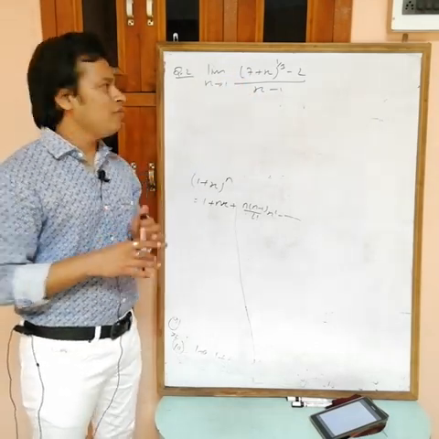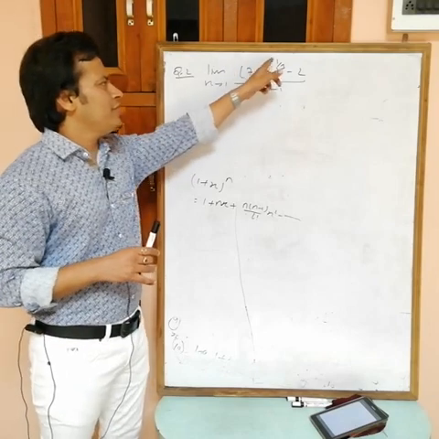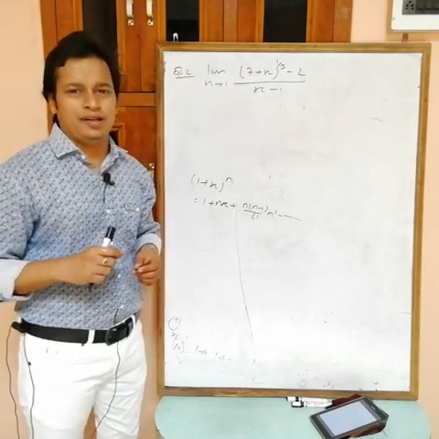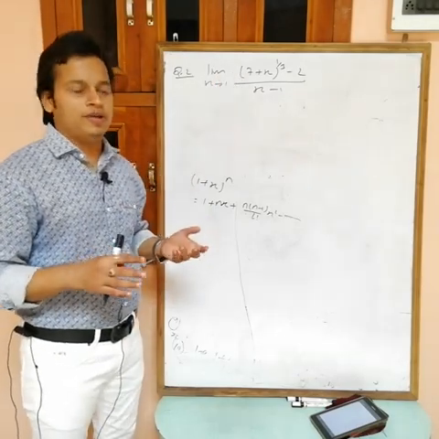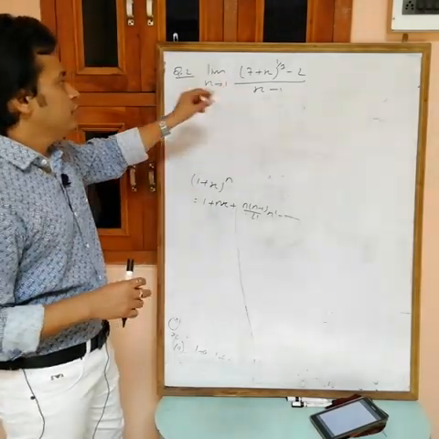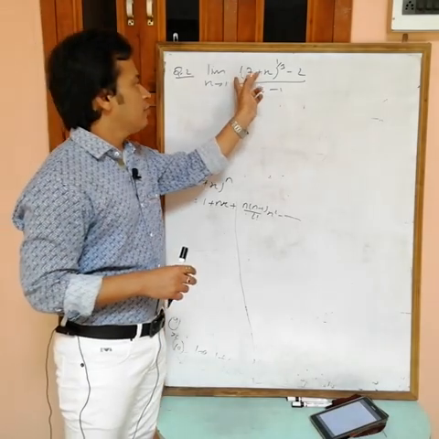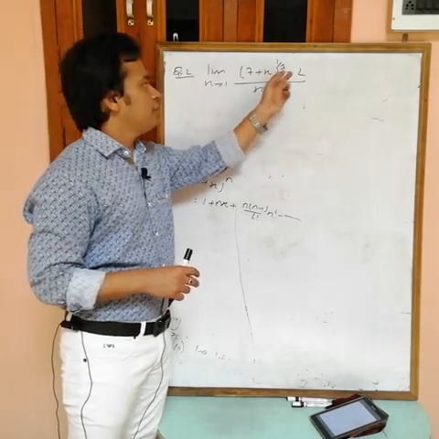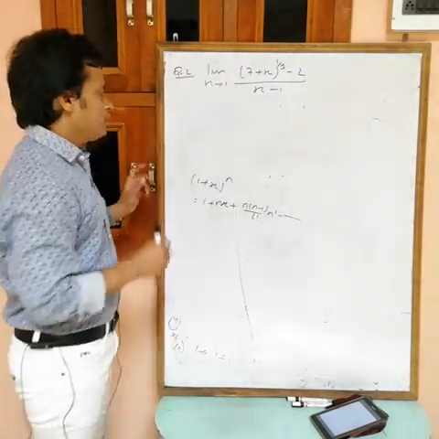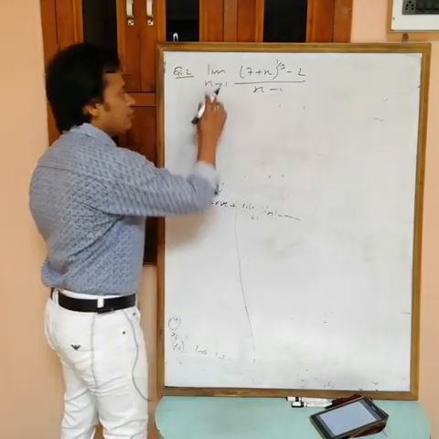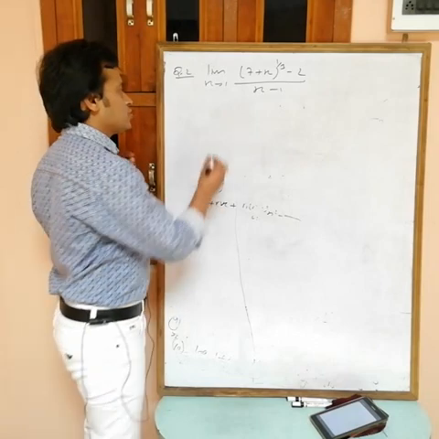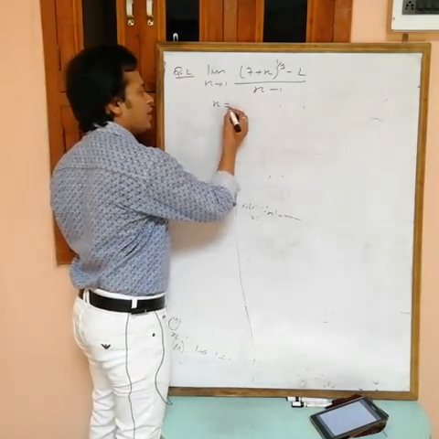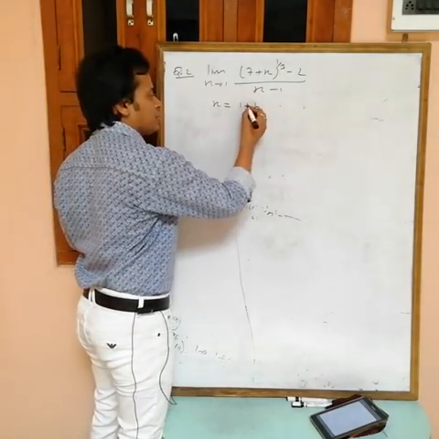But wait, if you take common 7, then what will you get? 7 power 1 by 3. Then how can we simplify 7 power 1 by 3? We don't have its value, and also you can't cancel out 7 power 1 by 3 with 2 after expansion. Then wait, actually here what do you have? x equals to 1. So you can replace x equals to 1 plus h.